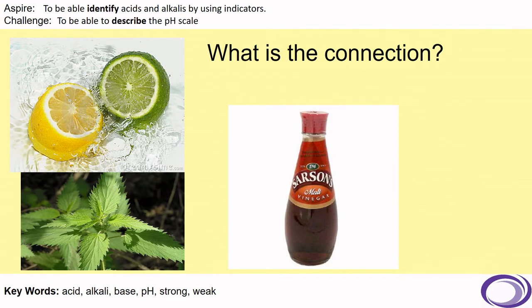So what is the connection between the 3 items on the screen? We've got some lemons and limes, we've got vinegar, and we've also got nettles. Well, the connection is that these are actually all acidic substances. So acids aren't just what you would see as chemicals in a glass bottle in a classroom. There is acids in your homes that you sometimes may use every single day.